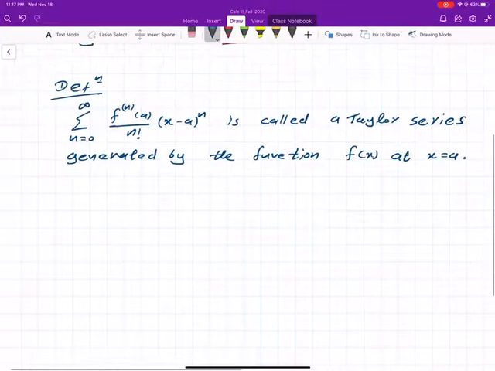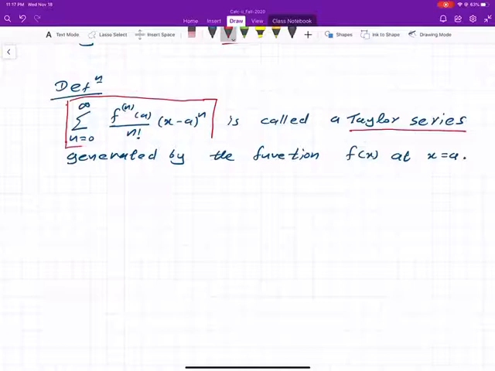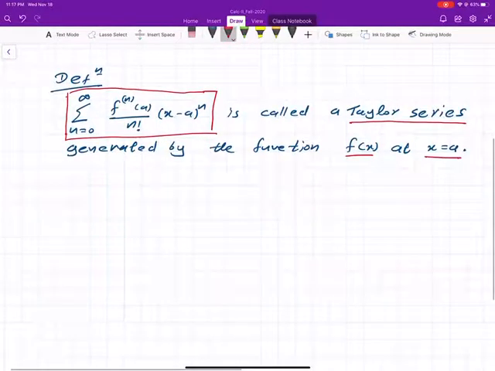All right. So this is the definition of a Taylor series. Taylor series is actually this representation of the power series, which is generated by f of x at x equals a. Okay, I will explain them later.